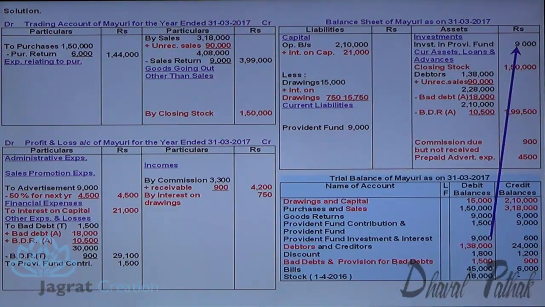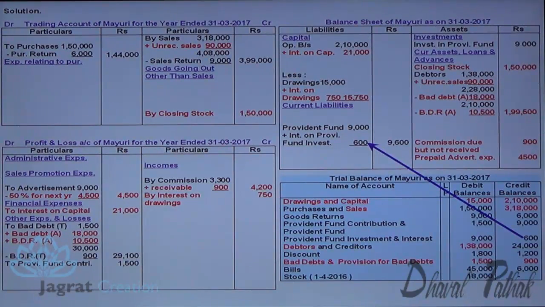And the interest on provident fund investment is an income of the fund, so it is added to the fund on the liability side of the balance sheet. So provident fund will be 9,600. This interest is the income of the fund held on behalf of the employees. So this interest is required to be added to the provident fund. The fund that we maintain for the employees, its income belongs to the employees, so it should be added to the provident fund.